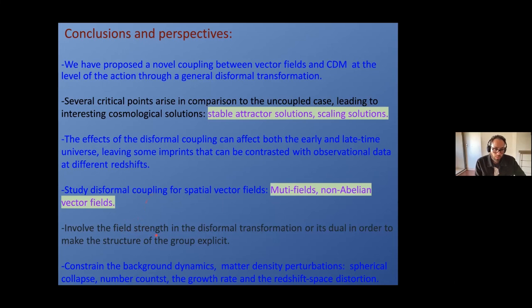And finally, I would also like to consider more than the background dynamics, by studying the structure formation, for instance, computing the spherical collapse, number counts, the growth rate, and many quantities that can give us information about the conformal and deformal functions. So that's all. Thank you very much.